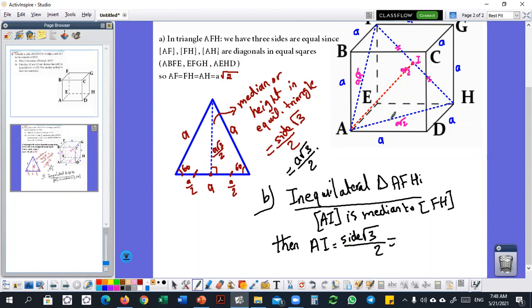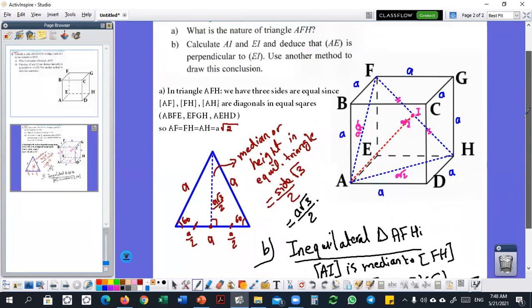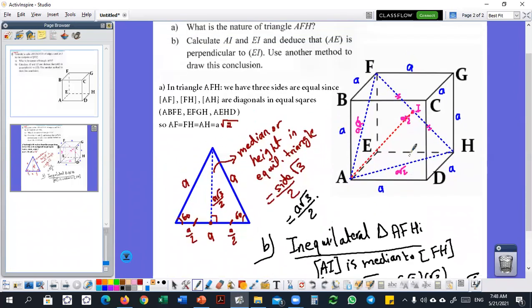The measurement of this side is what? A radical 2 times radical 3, all over 2. It will be a radical 6 over 2. Clear everyone? Is it clear? Clear.